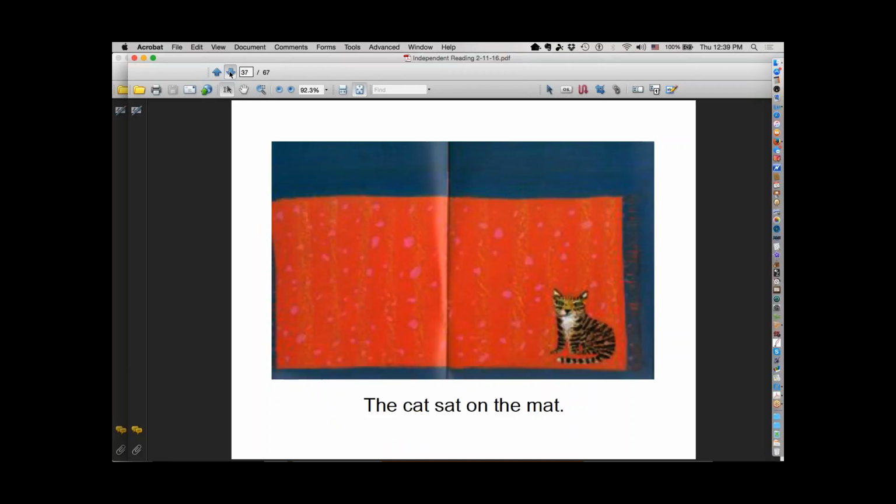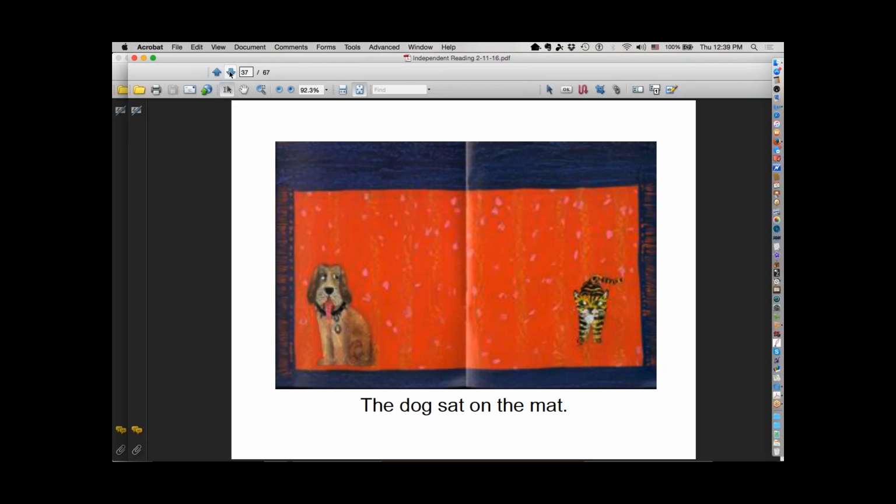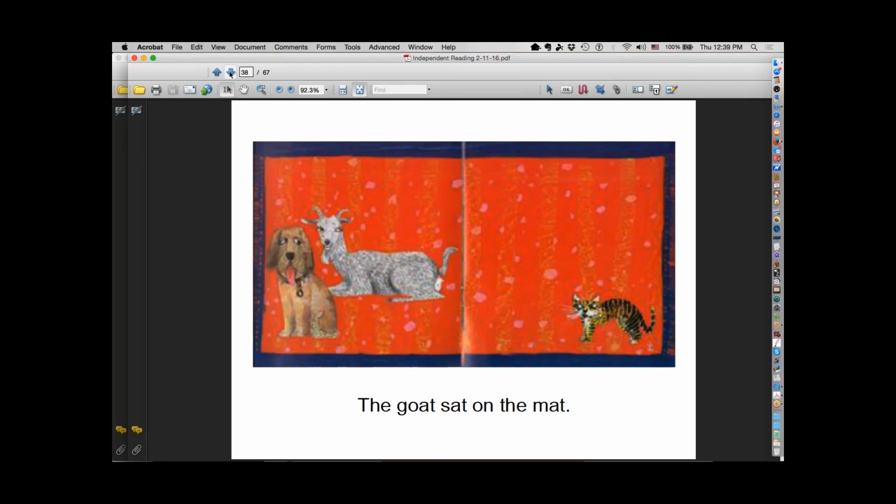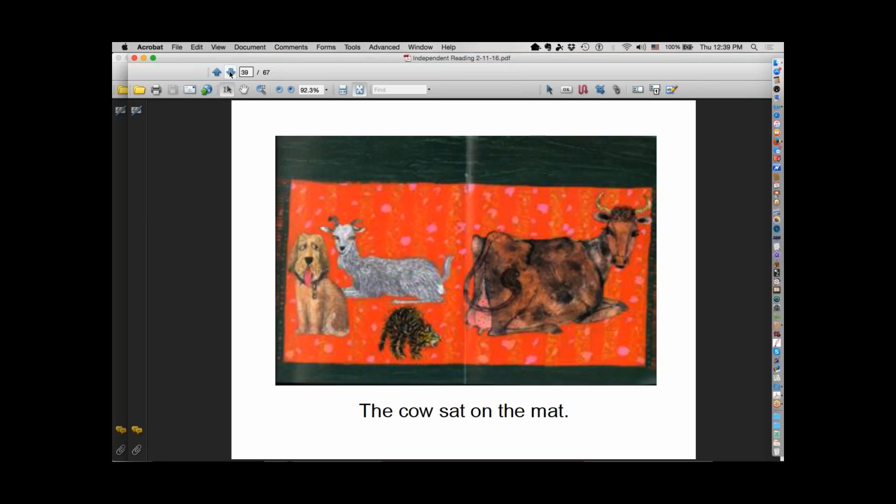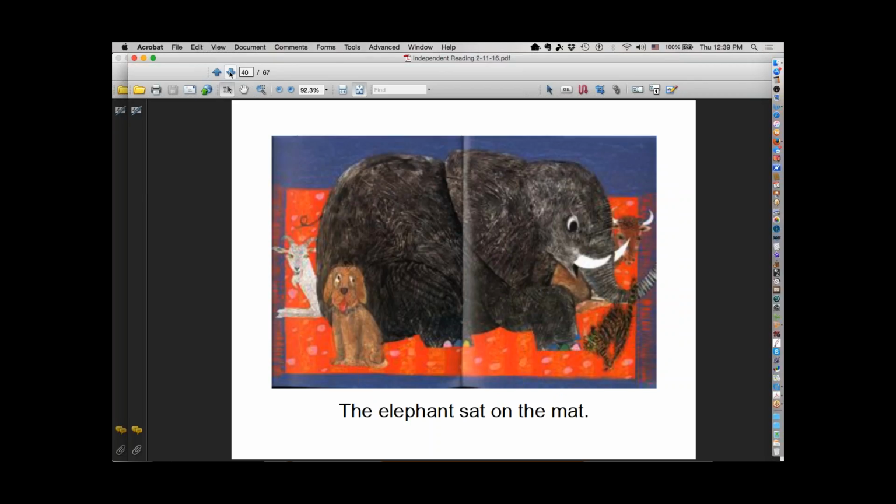The cat sat on the mat. The dog sat on the mat. The goat sat on the mat. The cow sat on the mat. I hope you're looking at the cat. Keep your eyes on the cat because it's very funny. The elephant sat on the mat.